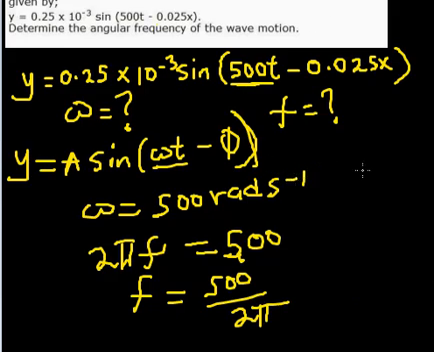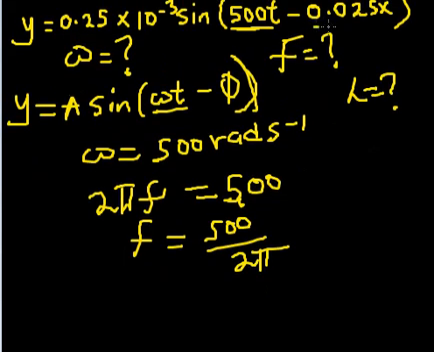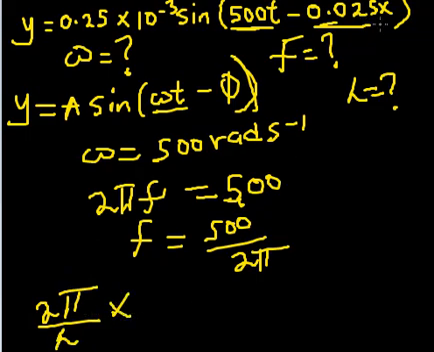Let's say the question is now also a situation where you're being asked to evaluate the wavelength. Simple. You use the wave number, okay, the one that has the wave number. Remember, it is 2 pi divided by lambda, times x. You compare it to this, okay?